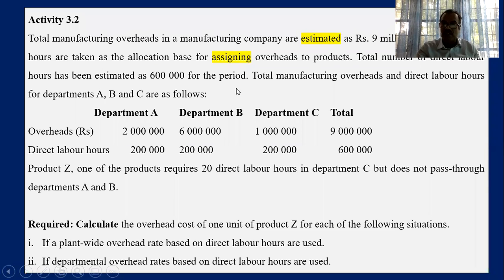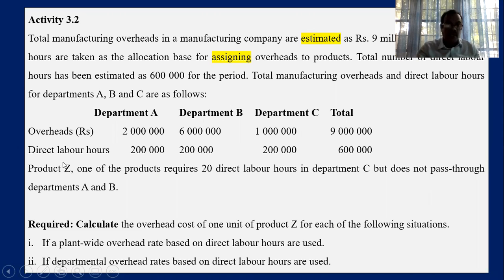But the manufacturing process, this 9 million, is going to be incurred in 3 departments. Department A, B, C. Likewise, 2 million, 6 million, 1 million. Again, these 600,000 hours are estimated to be used in departments A, B, C as 200,000 each, equally. Product Z, one of the products, requires 20 direct labor hours in department C, but does not pass through departments A and B.